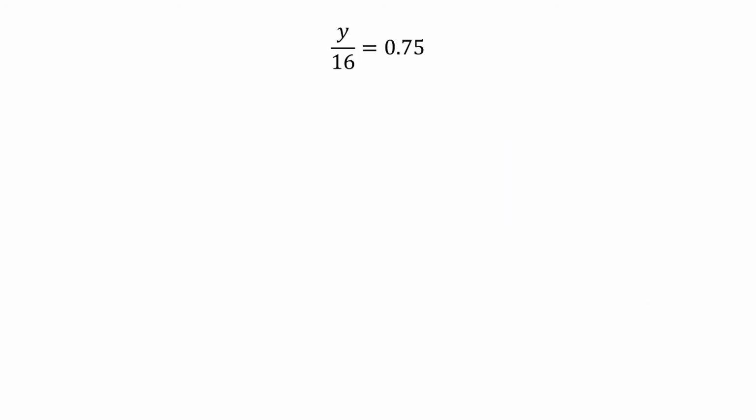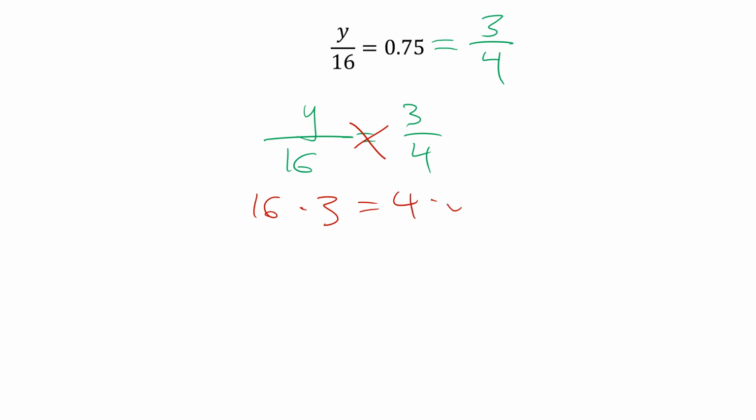Let's look at one more. This one also has a decimal in it. We have y over 16 equals 0.75. Well, again, the easiest way to start with this would be to convert our decimal, our 0.75, to a fraction. And probably you know this, 0.75 is the same as 3/4. So now we can rewrite our problem: y over 16 equals 3/4. And then from there, we'll cross multiply. 16 times 3, y times 4. So 16 times 3 equals 4 times y.